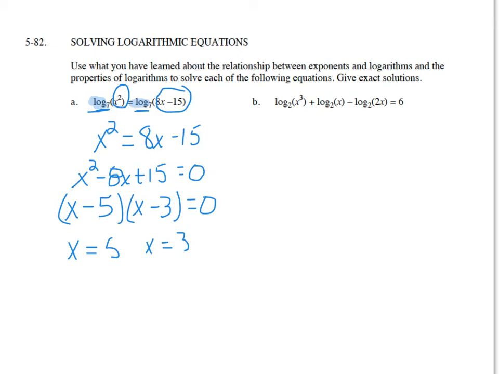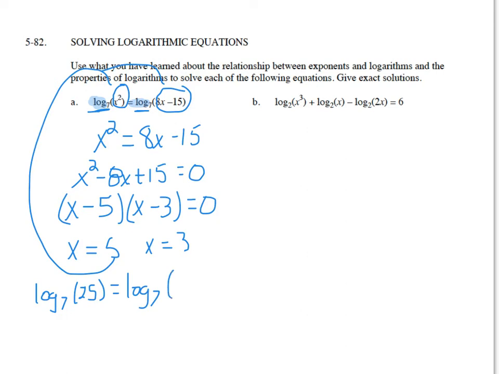Now let's go back and double check our solutions. Plug 5 in for x. Make sure everything works out. So I have the log base 7 of 5 squared, which is 25, and that's going to equal the log base 7 of 8 times 5, which is 40, minus 15, which is 25. I can take the log base 7 of a positive number. And that's going to be key. This has to be positive in here.